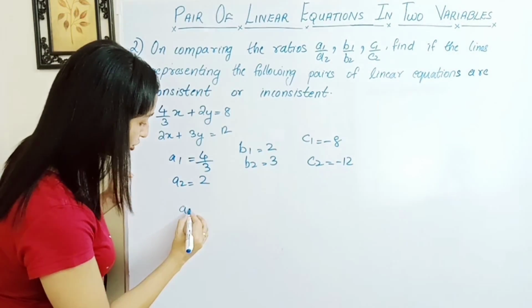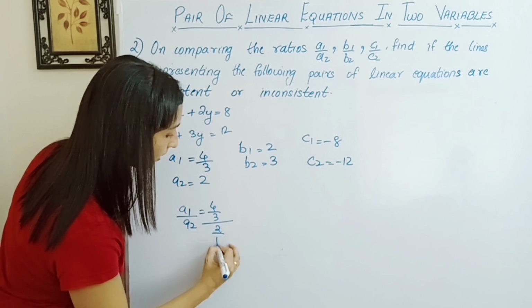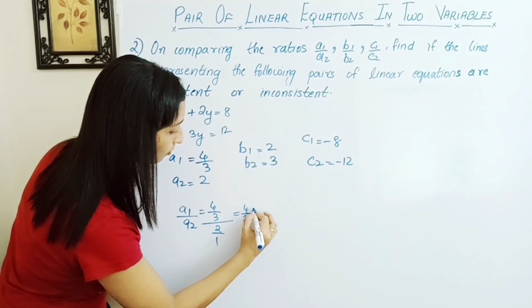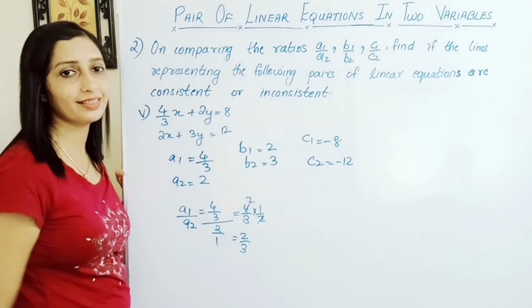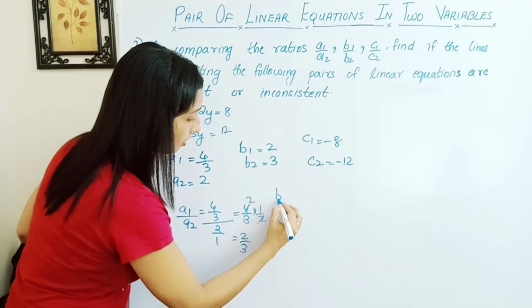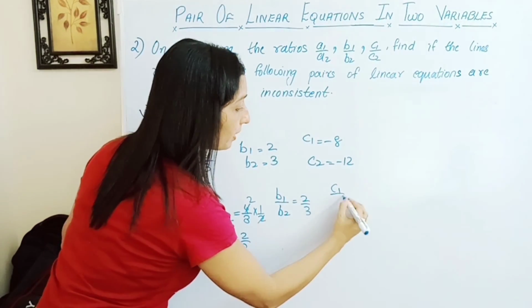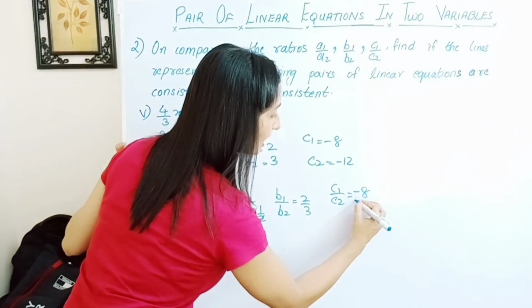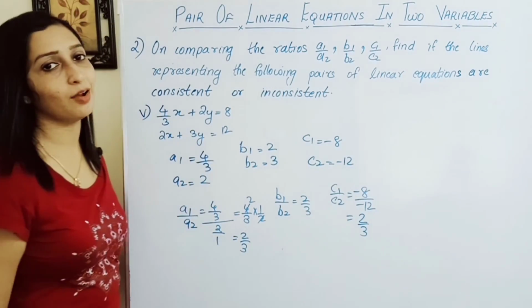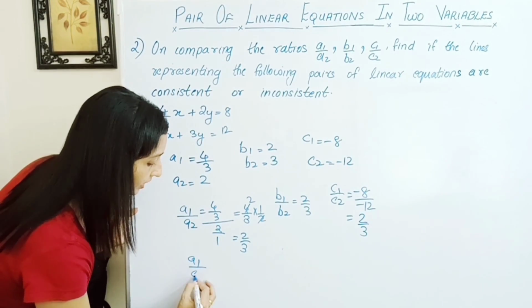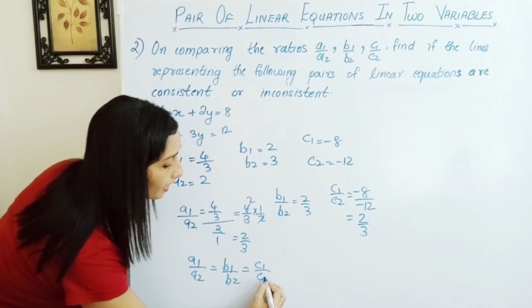Now let's find out our ratios. A1 by A2 is equal to 4 by 3 by 2 by 1. You can write it as 4 by 3 into 1 by 2 and you get the answer as 2 by 3. Now what is our B1 by B2? B1 by B2 is 2 by 3. Now C1 by C2 is equal to minus 8 by minus 12, which is again 2 by 3. Now you have got A1 by A2 equals B1 by B2 equals C1 by C2.